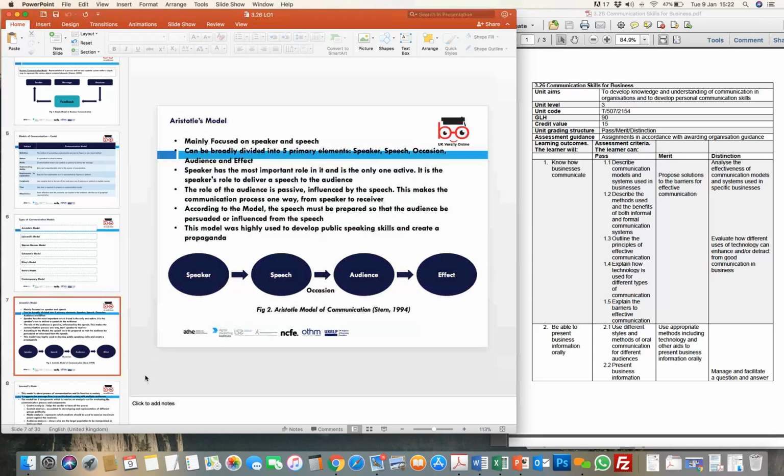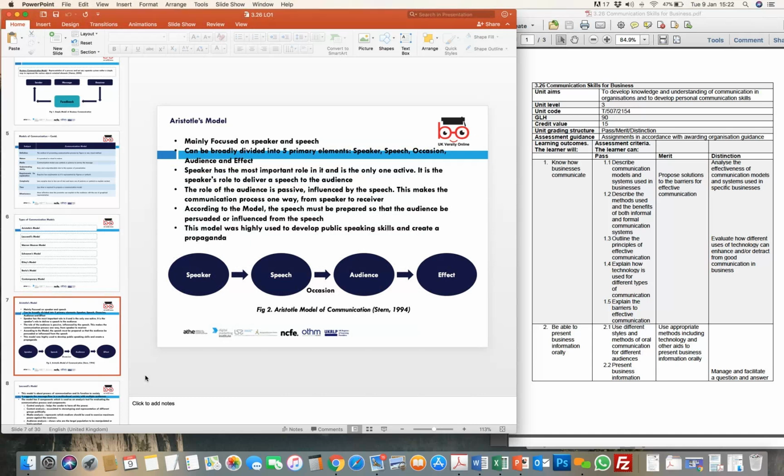So the first model that we look at is Aristotle's model. There's a handout and a website that I will give you to get more background about why these models were there. But what I've done on the PowerPoint slides is summarize the key features of the model. Now, Aristotle's model focused on the speaker and the speech.